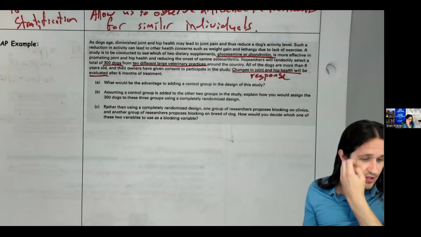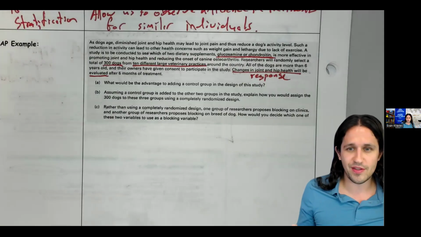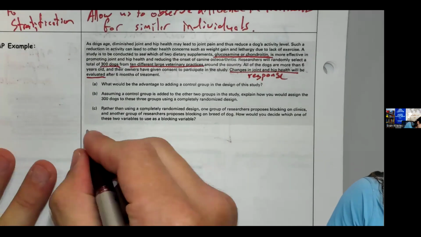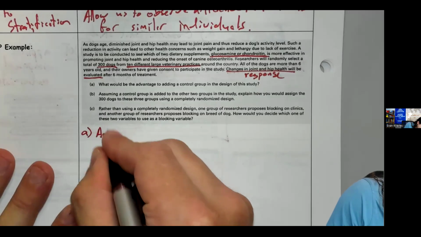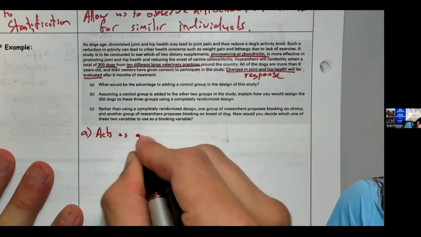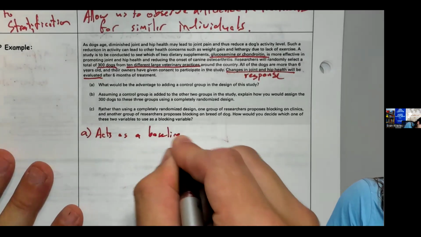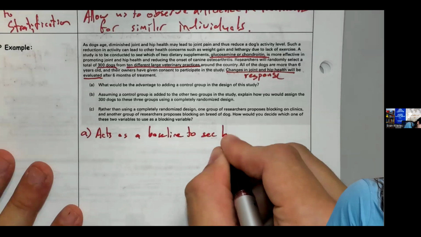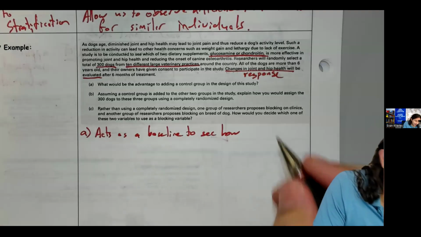Hey, what would be the advantage of adding a control group in the design of the study? Well, what's a control group do? It acts as a baseline to see what are we measuring? Joint and hip health.